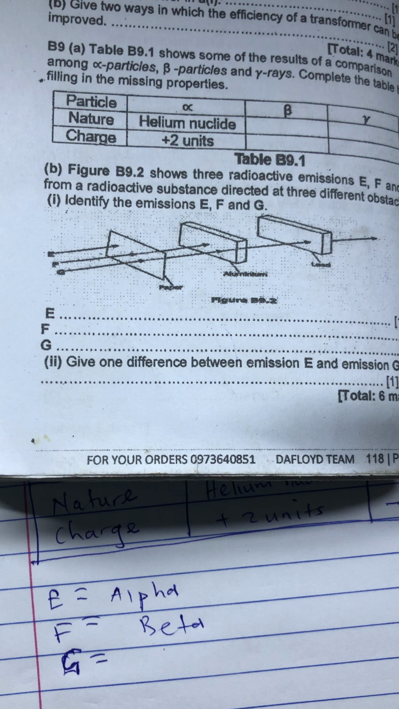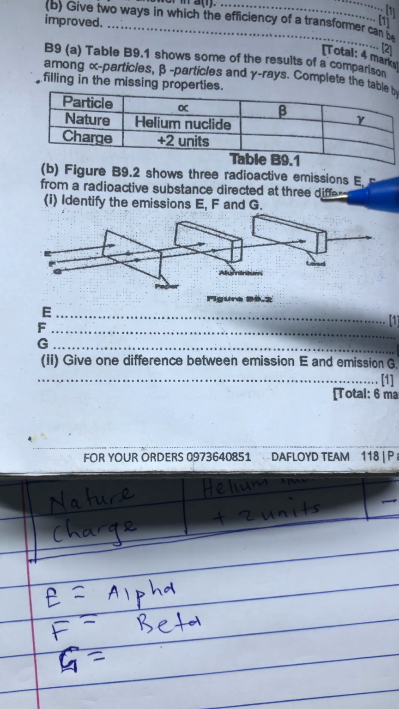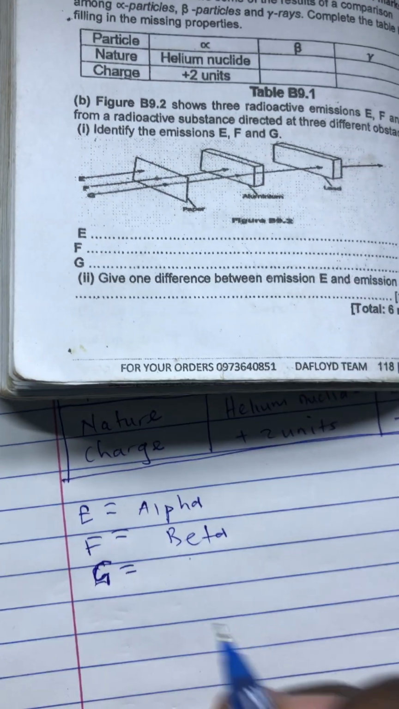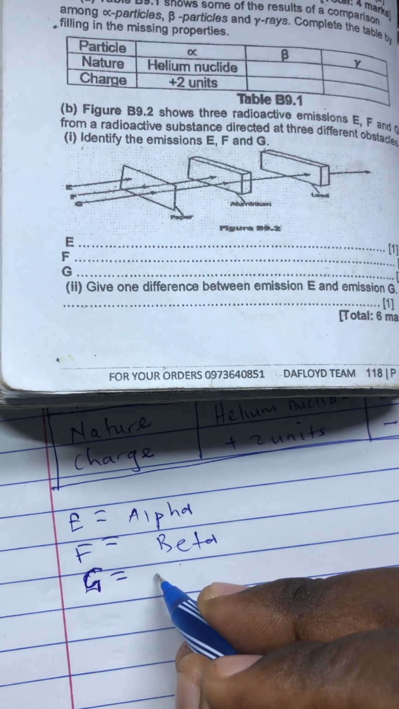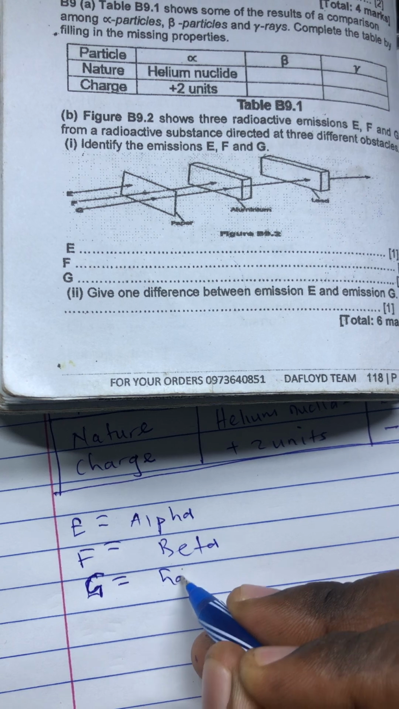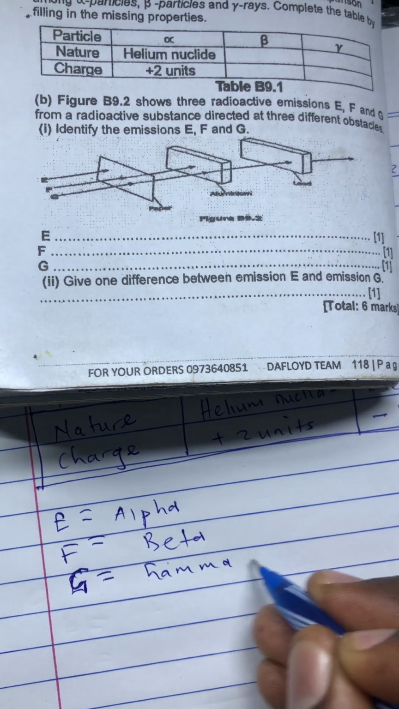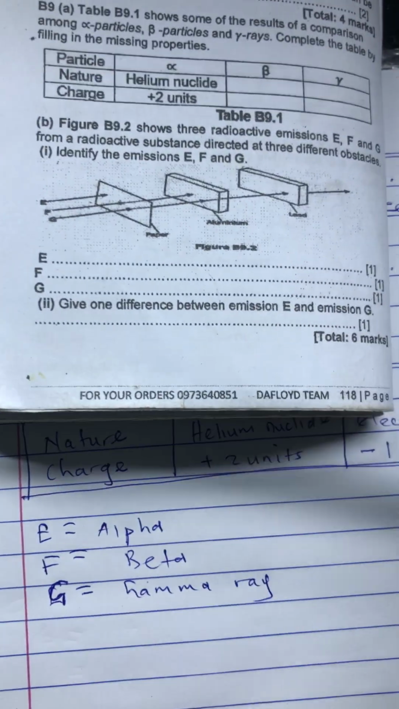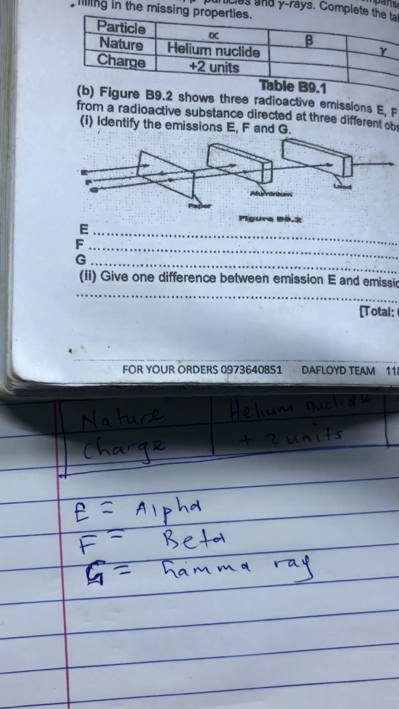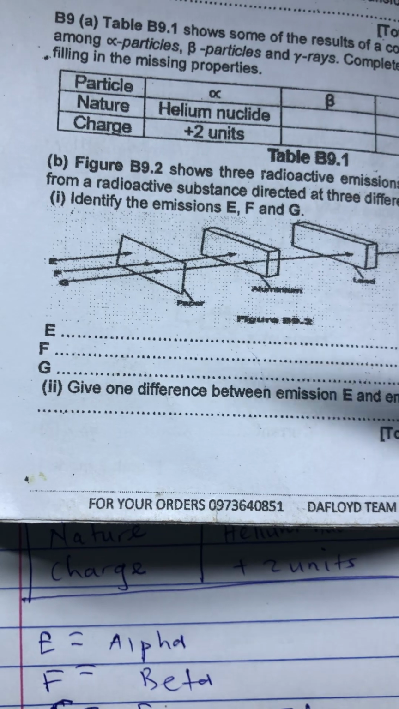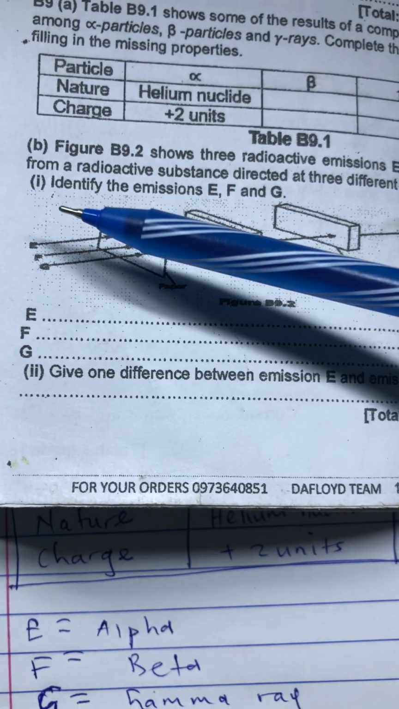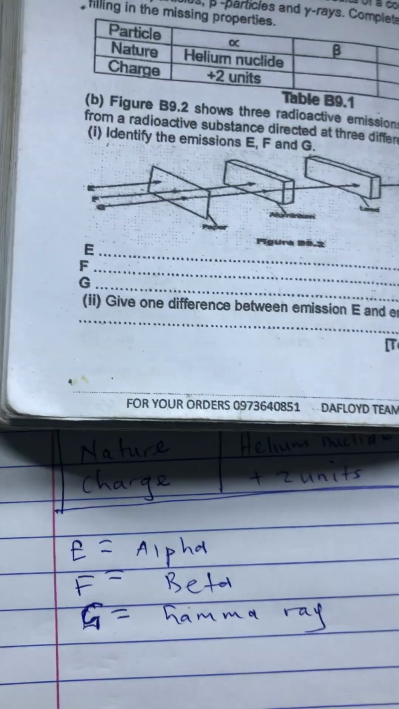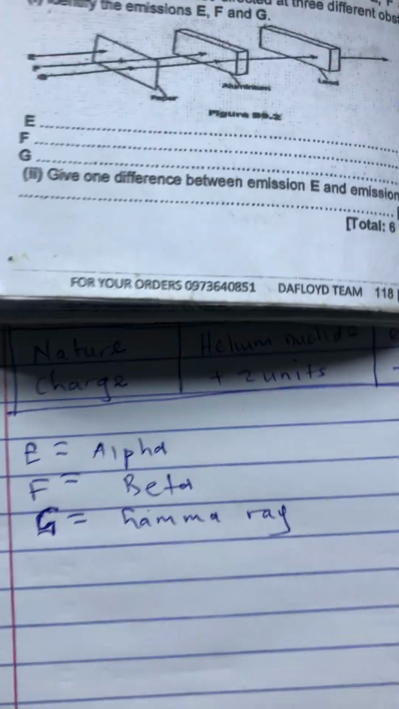So let's go to G. G can pass through the paper, pass through aluminum, but it cannot pass through lead. That is gamma ray. Okay, so that is how you know the names of those radiations. So you look at their penetrating power. So this one has the least, and then this one is the most penetrating radiation that we have.